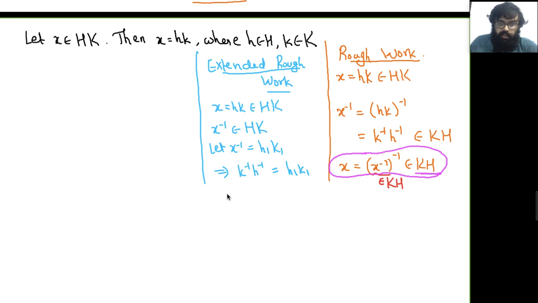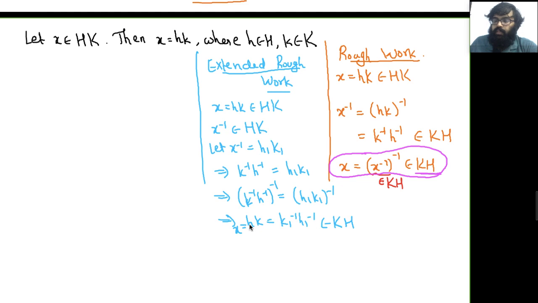is hk in KH. So what do we do? Again take the inverse. So k inverse h inverse inverse equals h1 k1 inverse. But this is what? hk equals k1 inverse h1 inverse. Now this is an element of KH. So finally x equals hk is an element of KH.